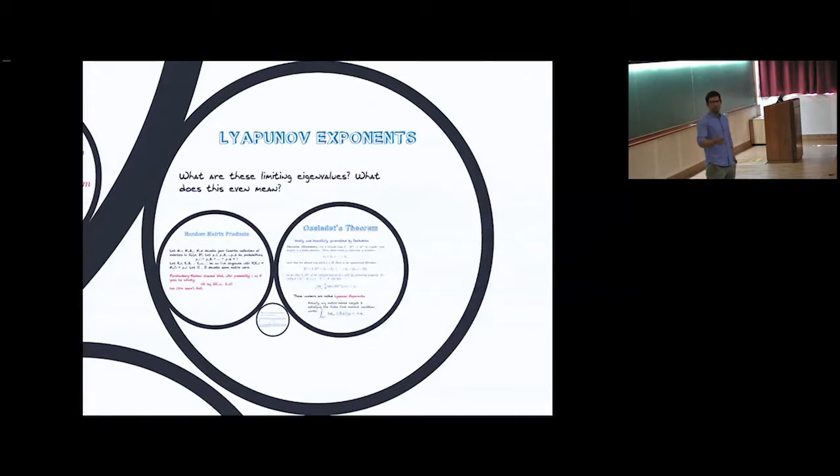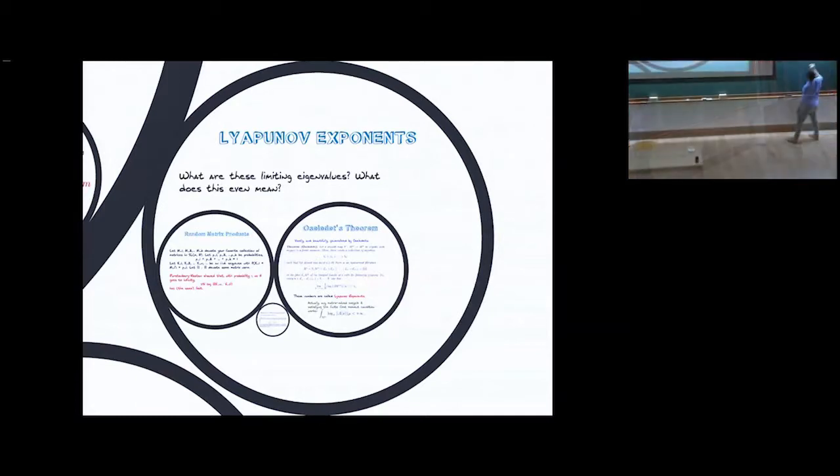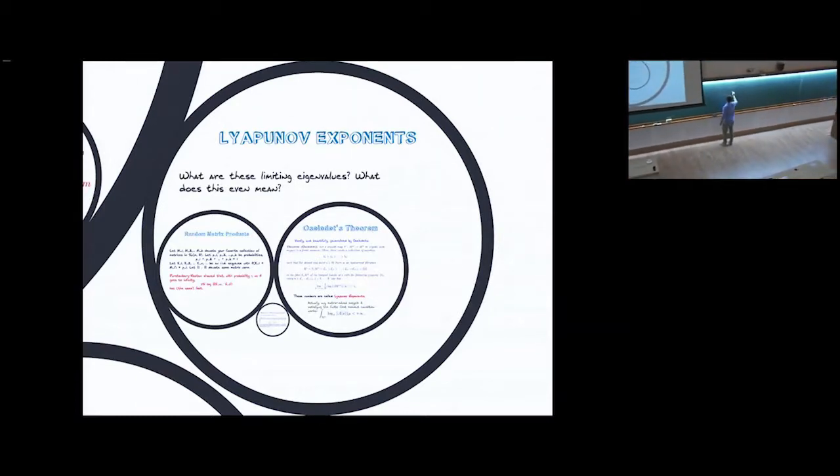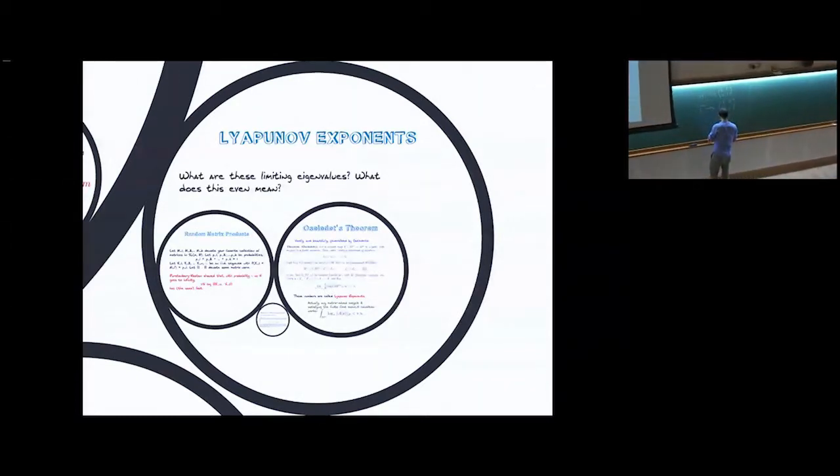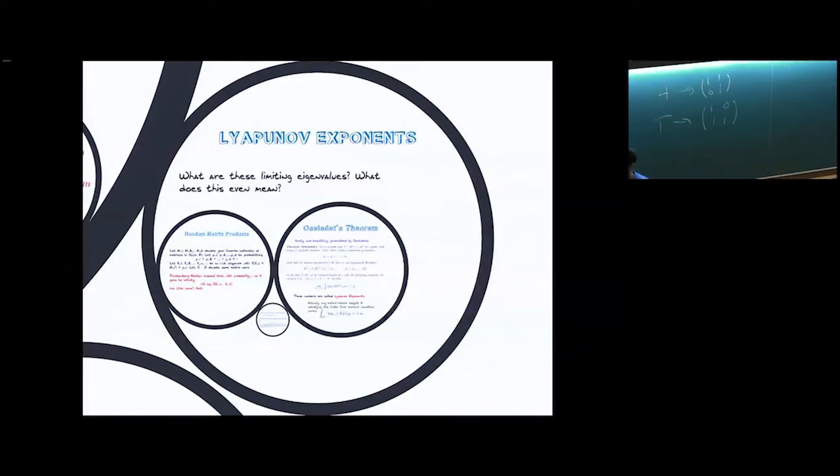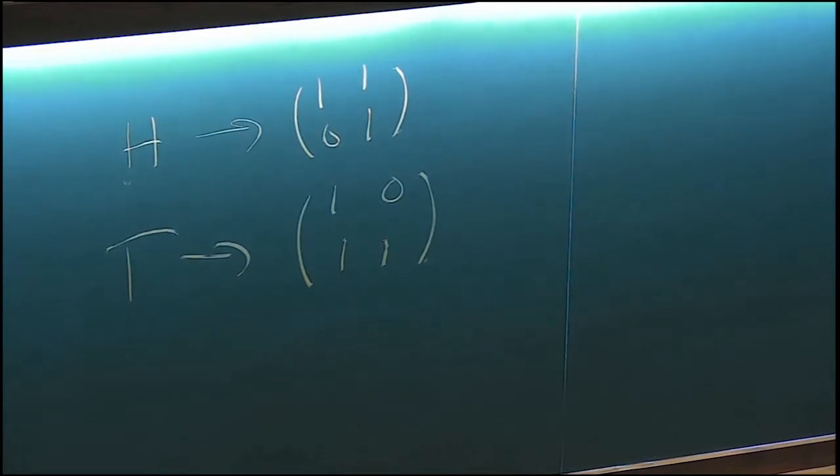Generate a sequence of independent coin flips, okay? And then if your coin comes up heads, write down the matrix (1, 1, 0, 1). So maybe heads corresponds to the matrix (1, 1, 0, 1), and tails corresponds to the matrix (1, 0, 1, 1). And just multiply out these matrices. You will see Lyapunov exponents popping up.